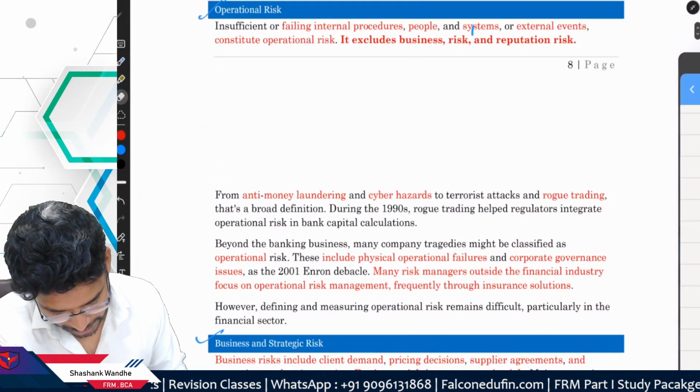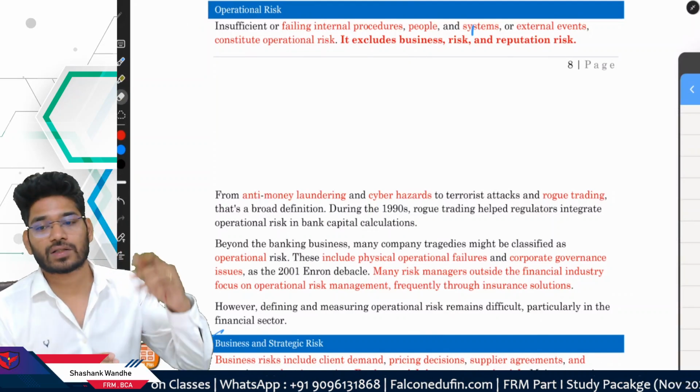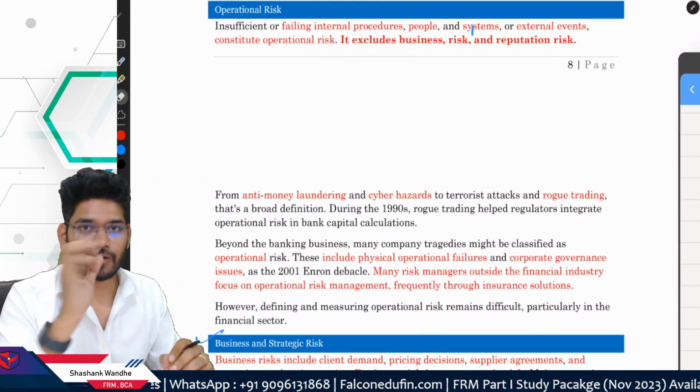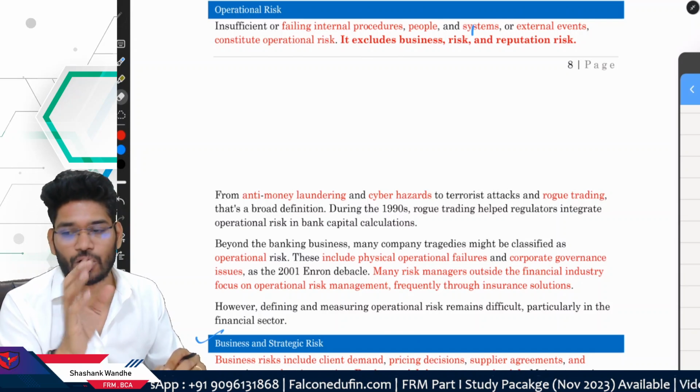Now we have operational risk. The general definition of operational risk, from the bank's perspective, is that whatever is not market risk and credit risk is operational risk.